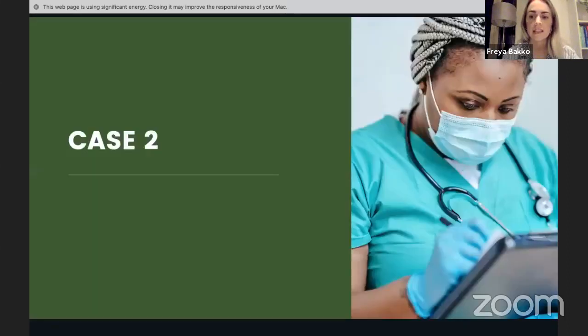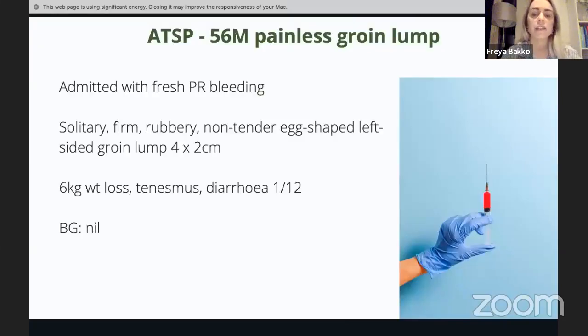So let's go into the next case. You are asked to see a 56-year-old male with a painless groin lump. This gentleman was admitted with fresh PR bleeding initially. He's now complaining of a solitary, firm, rubbery, non-tender, egg-shaped, left-sided groin lump. It measures about 4.2 centimeters, according to the patient.